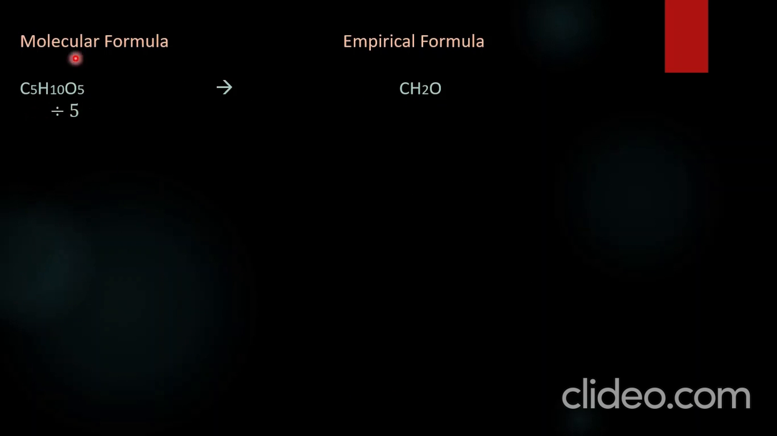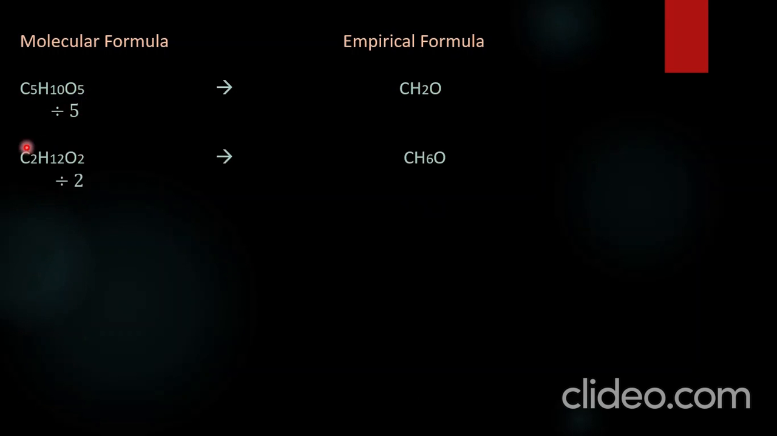So let's say we are given a molecular formula and we are asked to find its empirical formula. Here we have C5H10O5. So for finding the empirical formula, we need to find the largest number that all these numbers can be divided by. The largest number here is 5. 5 divided by 5 gives us 1. 10 divided by 5 gives us 2, and then 5 divided by 5 gives us 1. So this is the empirical formula of this molecular formula.